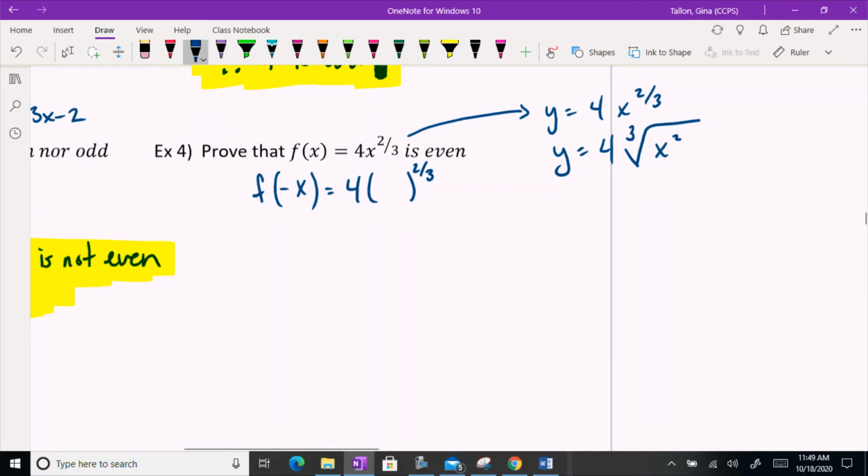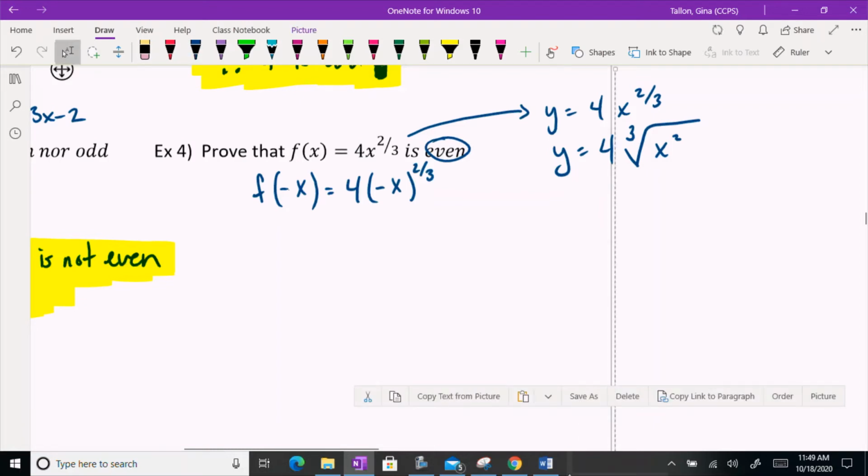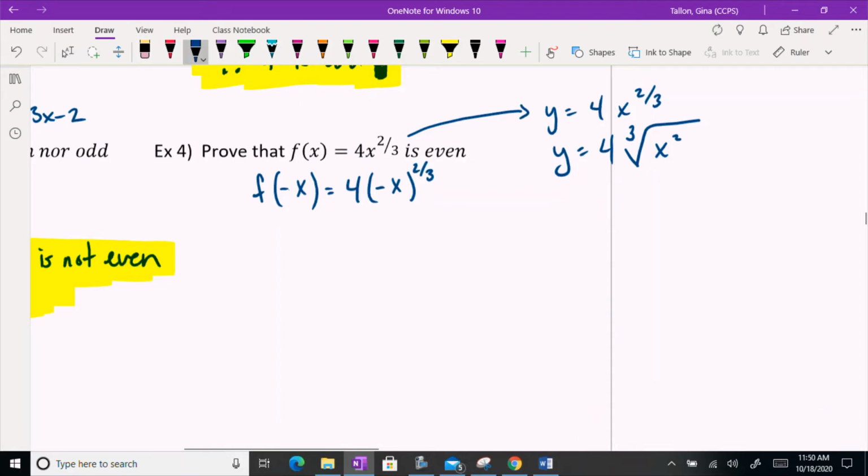So I'm going to put a negative x in here, put a negative x in here. By the way, the even concept means that the output never changes. So whatever you would typically have for your y value, which is this, that's the answer I'm going to get when I'm done with this problem. So f of negative x equals 4 times negative x to the 2/3. I'm going to show my work on this, and I'm going to make sure everything's clear. This is the cube root of negative x quantity squared.